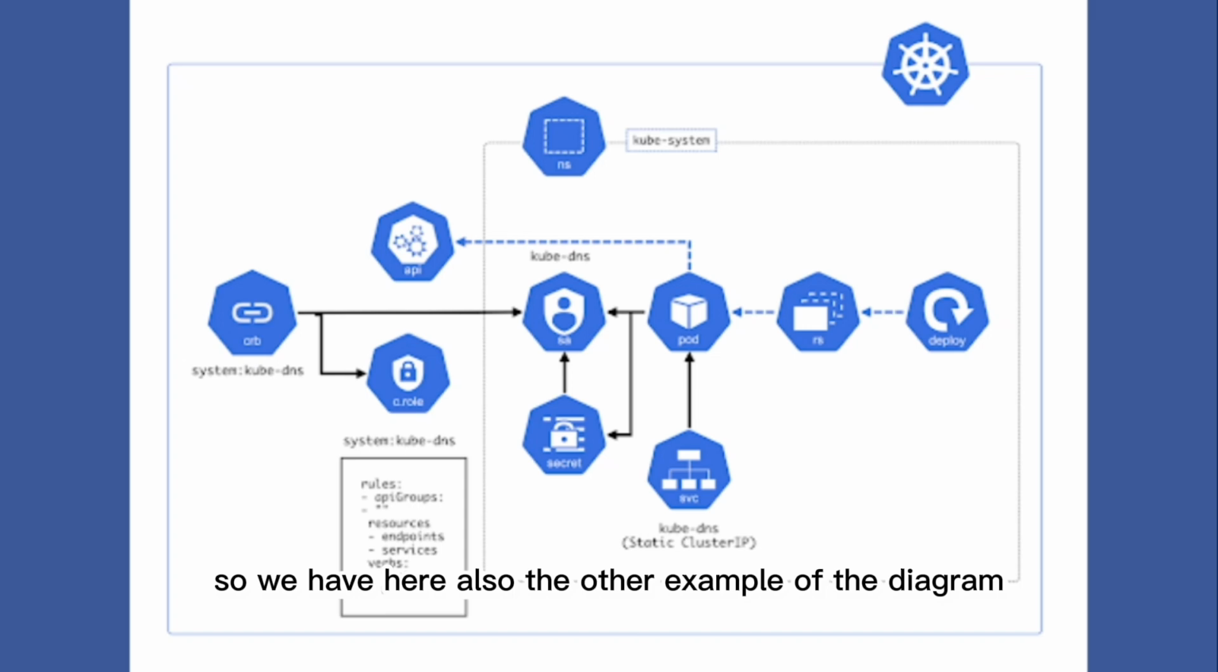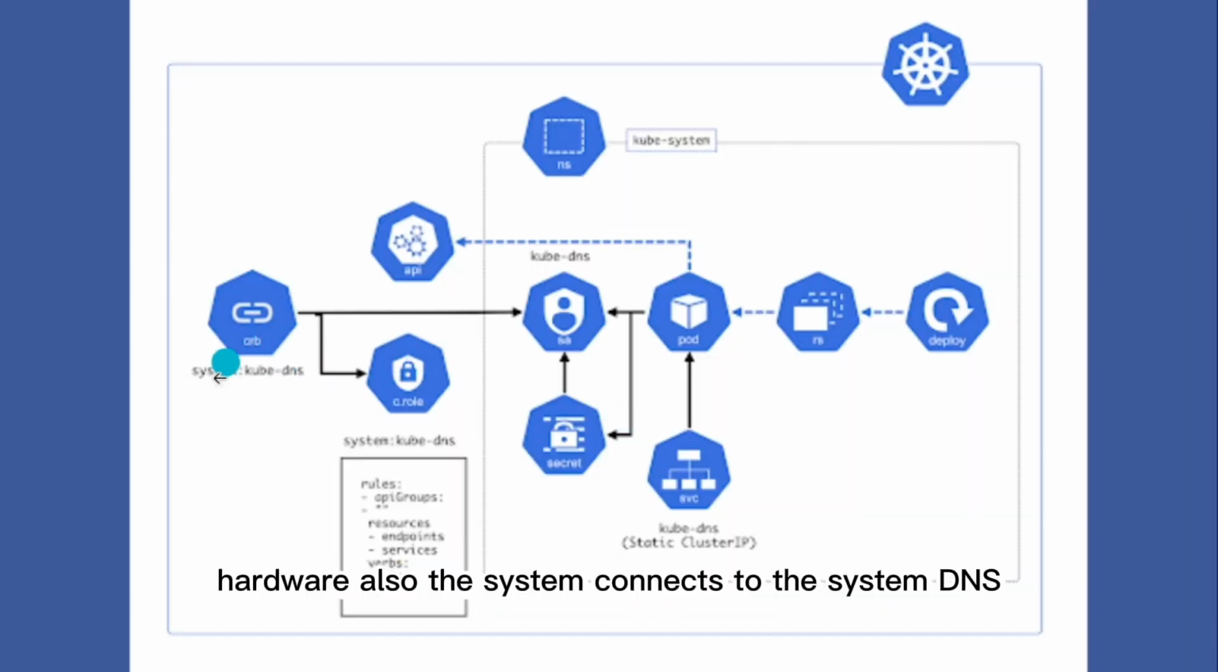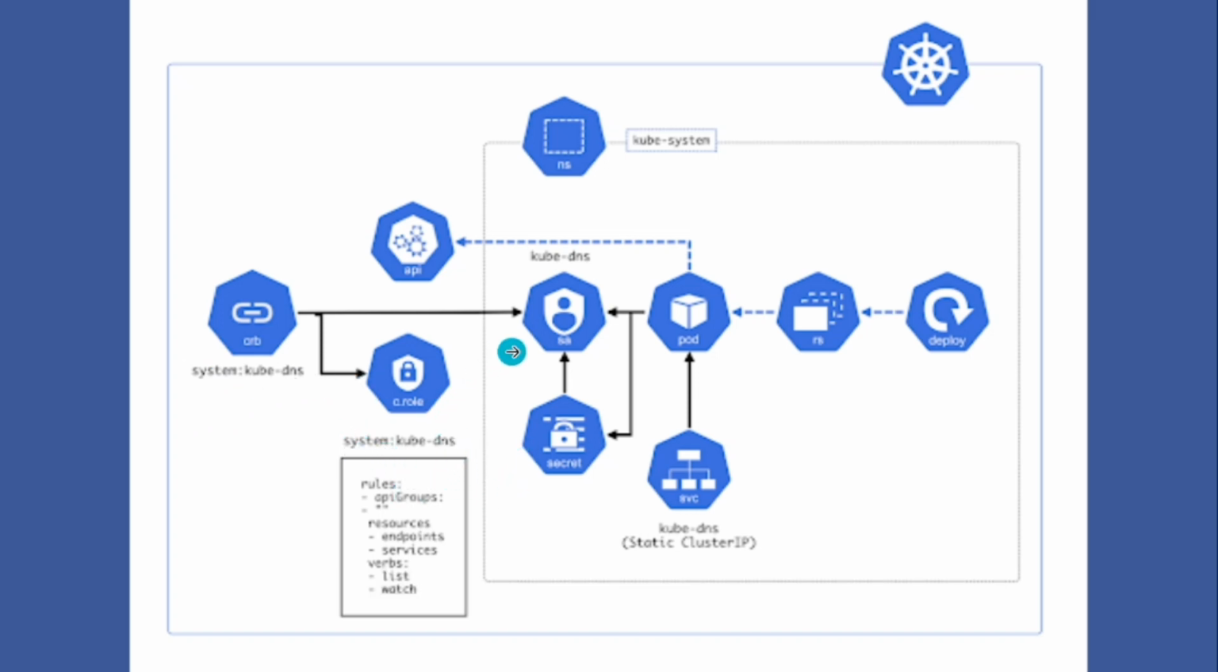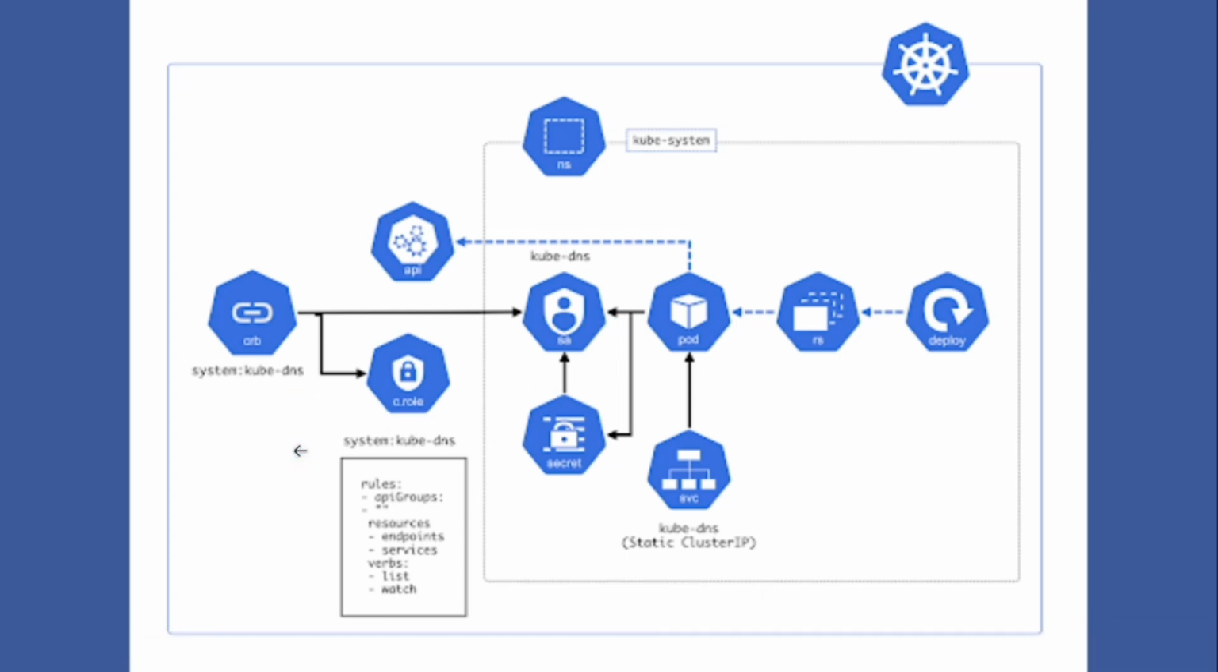So we have here another example of a Kubernetes architecture diagram. The system connects to the system DNS and to the cluster, to the database, to the API. It's just a squared cycle. They're all connected from the system to the pod and to deploy.